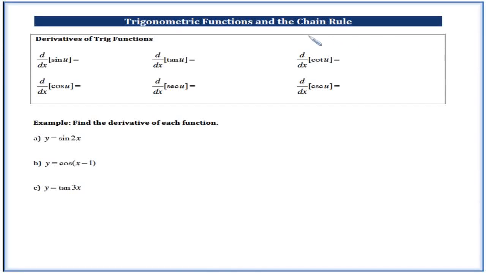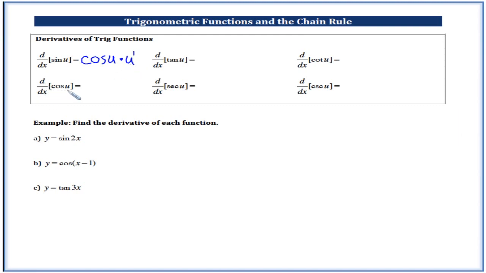Alright, in this lecture we're going to be taking a look at trigonometric functions and how the chain rule applies to these. So if we have the derivative with respect to x of sine of the function u, where u is a function of the variable x, basically we do the same thing as before. The derivative of sine is cosine, but then we have to remember to multiply by the derivative of u. So we have cosine u times the derivative of u. We can apply that same knowledge here.